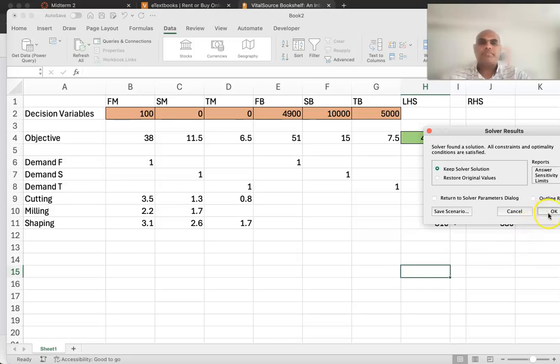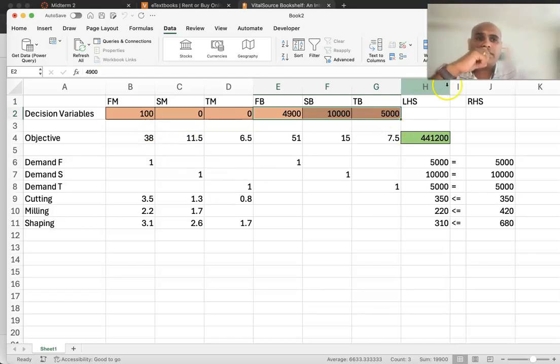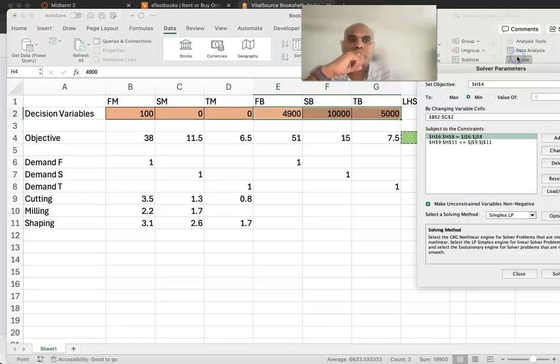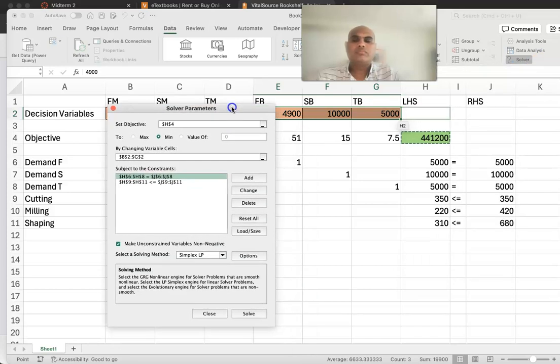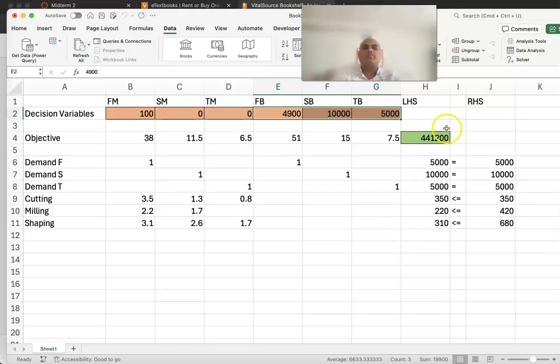And there you go. So according to this, apparently it makes a lot of sense to buy. So we are only making 100. Hang on, did I do cost minimization? Yep, we did. Okay. All right. So the optimal solution is $441,200. That's the cheapest you can do it.